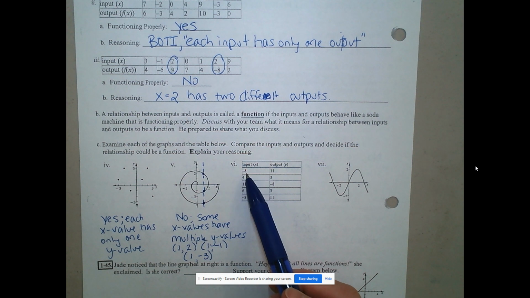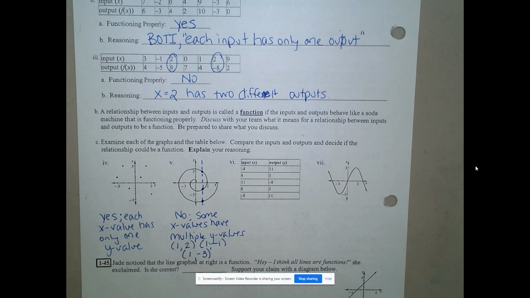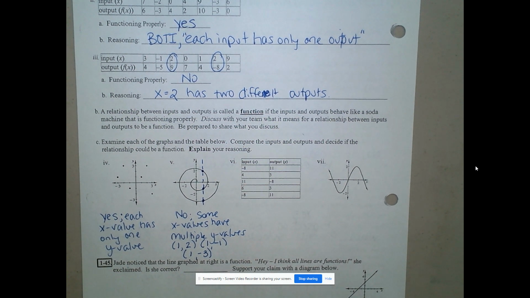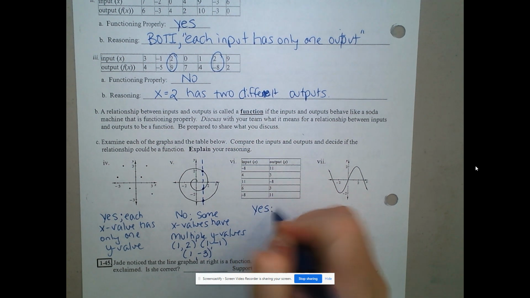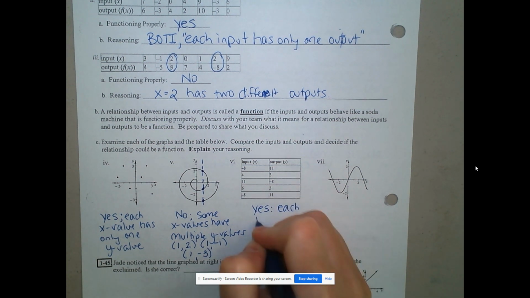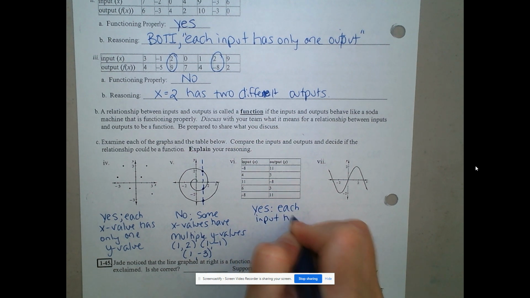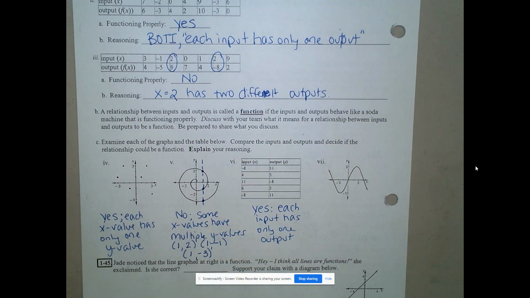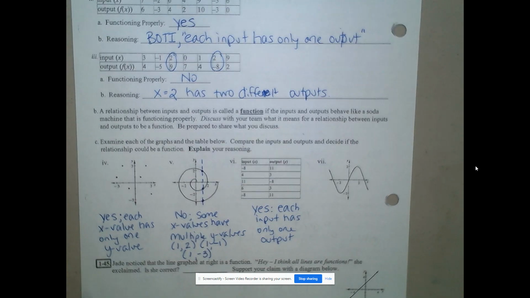Now, if we look here at our inputs, -8 gives us 11, and down here, -8 still gives us 11, 4, 11, 6. So for all intents and purposes, each x value has only one y value. So we could say, yes, each input has only one output. I just copied that phrase from up above, but that really is the phrase. Or you can say each x value has only one y value.